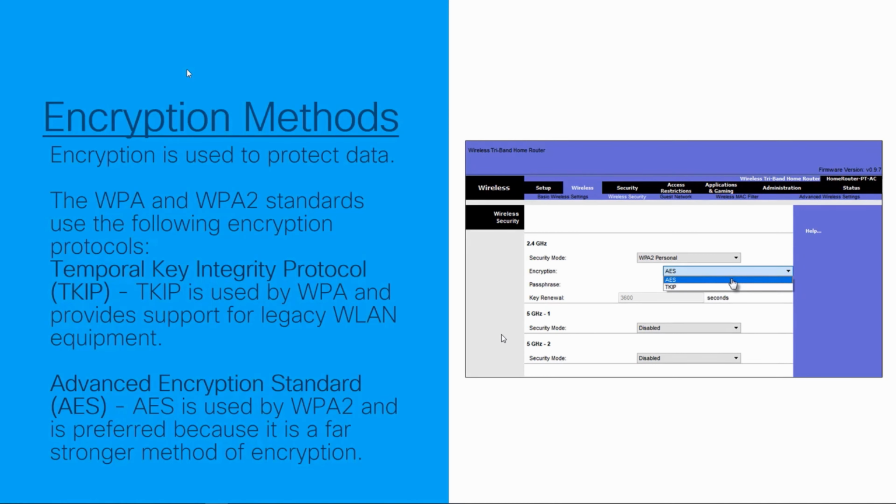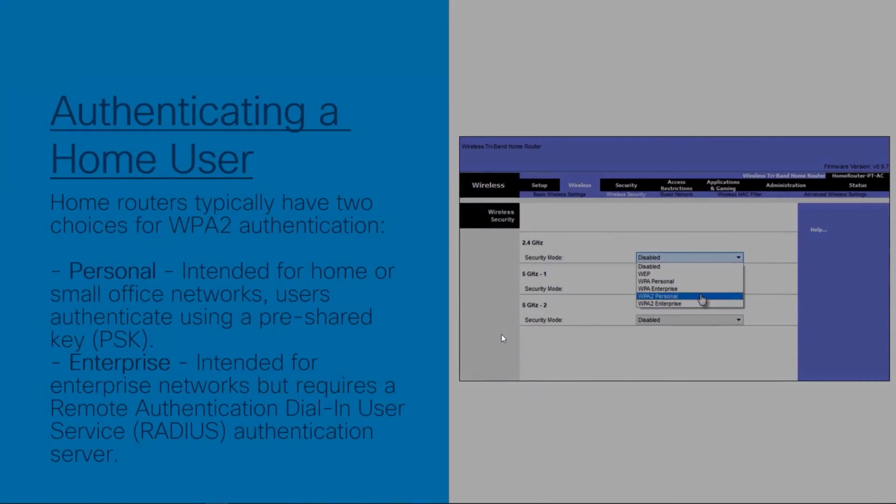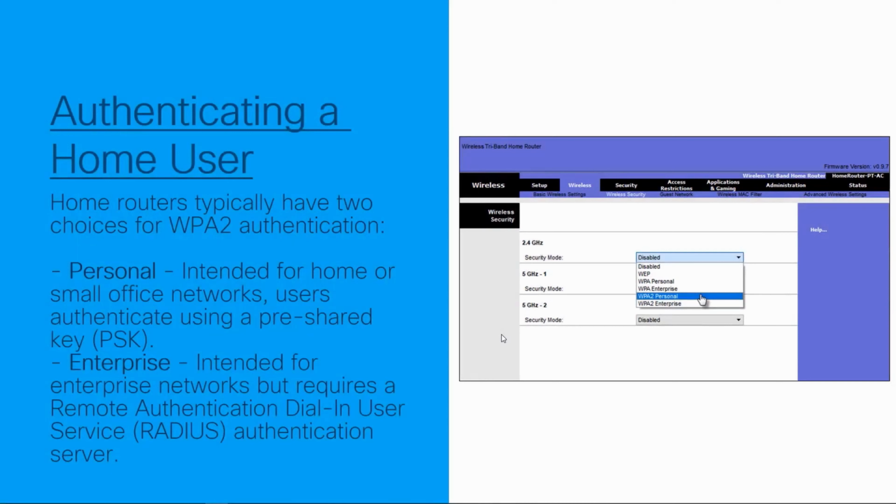AES is the encryption method used by WPA2. It's the preferred method because it's a far stronger method of encryption. Now, when data is encrypted, people would have to literally capture that data and break through the encryption in order to get to the original data. So what should we use when deploying a house wireless LAN? Well, first off, we're going to go with WPA2 authentication. We want the strongest authentication, which is WPA2 using AES encryption.